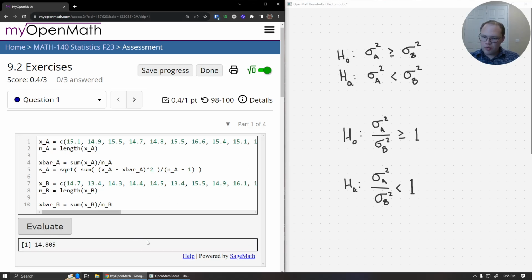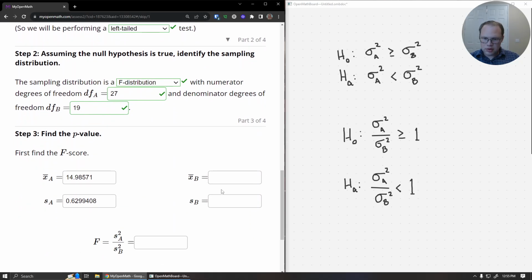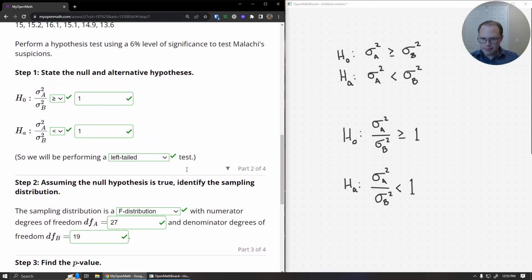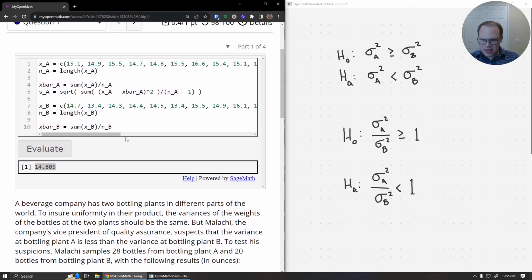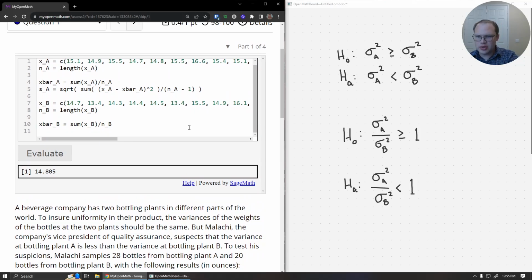So the mean for sample B is 14.805. Notice the means are very close to each other, right? We're not testing the means, though. We're testing the standard deviation.